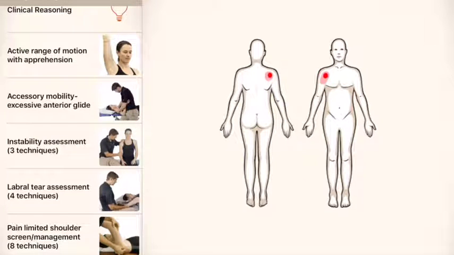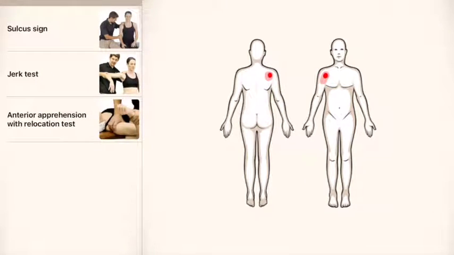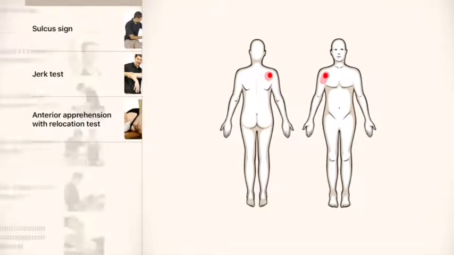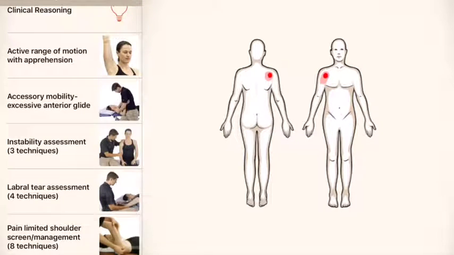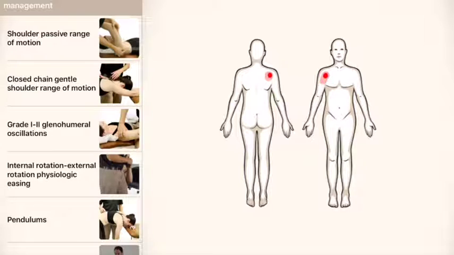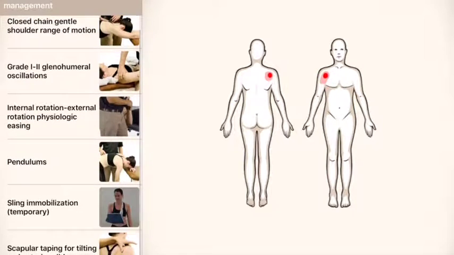And we've organized the tests in instability tests. You can watch these on your own: sulcus sign, jerk test, anterior apprehension relocation test, and labral tear test. We've tried to trim down how many tests are actually involved here. And you can also see that we've given you some options if the patient is very, very painful, some very gentle things that are safe for the patient to do initially if they are pain limited.